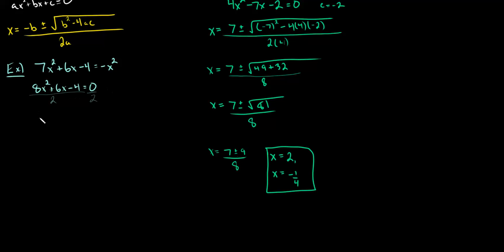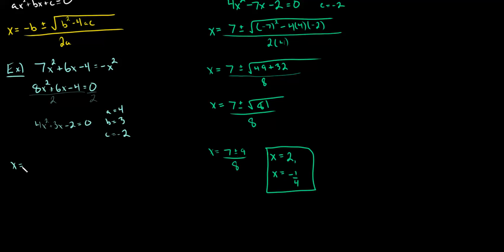We can divide each side by 2 to get 4x squared plus 3x minus 2 is equal to 0. The reason I would recommend doing this is because now our numbers are going to be a little bit smaller, which makes them more manageable. Now in this case, a is 4, b is 3, and c is -2. So now I just plug it in.